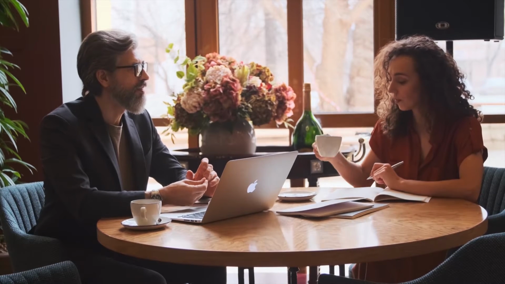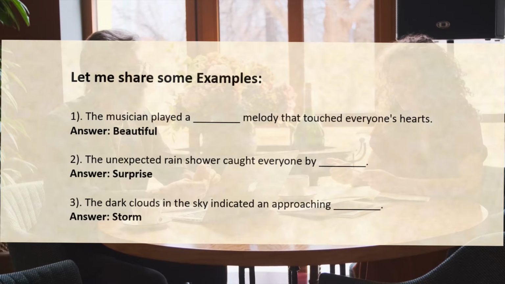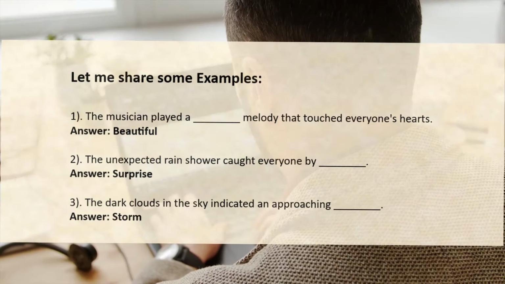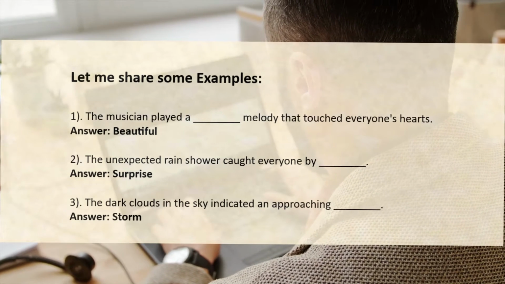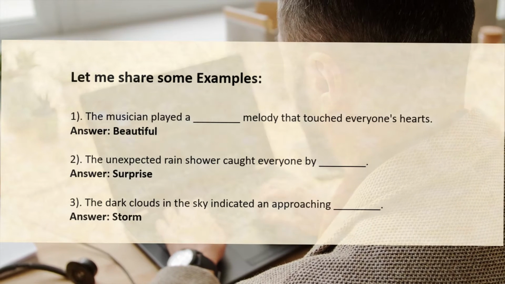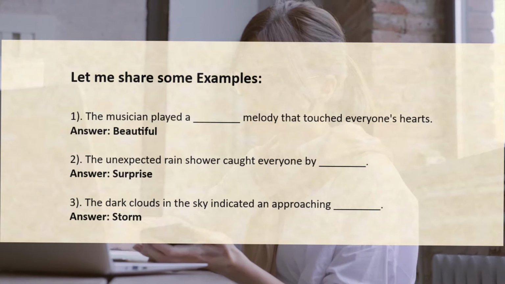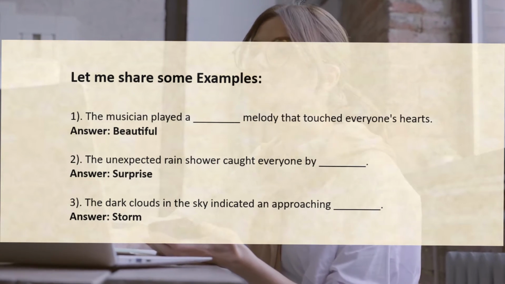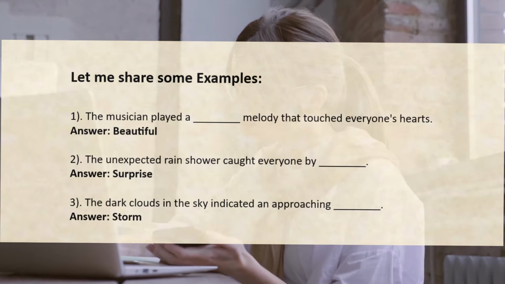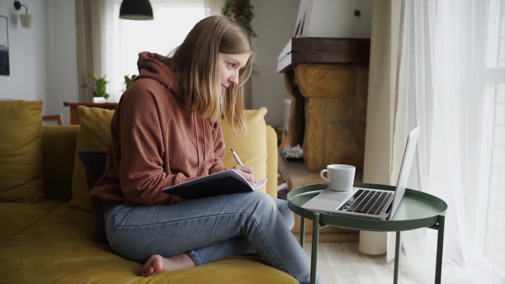Let me share some examples. Example number 1. The musician played a dash melody that touched everyone's heart. Now you could see there are multiple answers that we can fit here. That's the reason there are no multiple choices available. That's why in the beginning I told you that you just have to type only one word that best fits the meaning of the sentence. In this case, the answer could be beautiful. Now let's look into our second example. Unexpected rain shower caught everyone by dash. The answer is surprise. Number 3. The dark clouds in the sky indicated an approaching dash. Answer is storm.